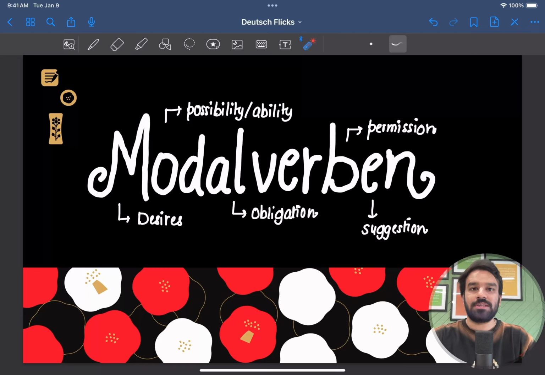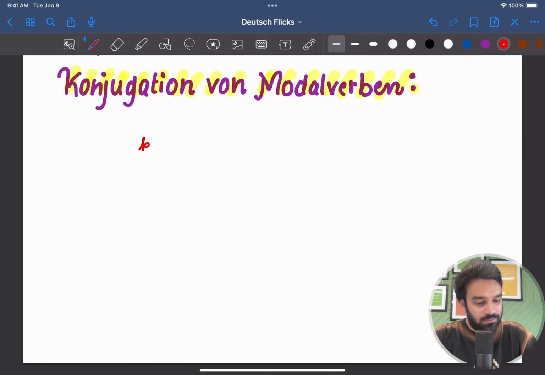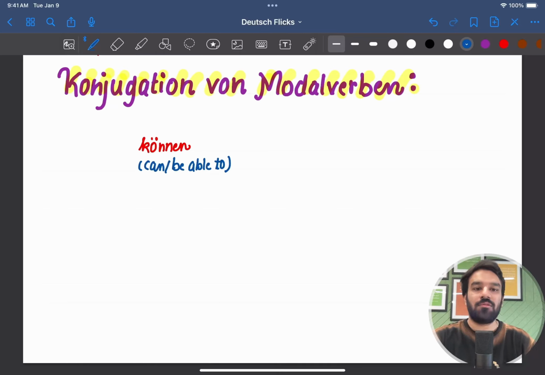Now what we'll do is we'll look at all of the modal verbs one by one and we will discuss their conjugation. Sind Sie bereit? Are you ready? Los geht's. So first up we have können, which means can or be able to. We'll use this modal verb to express abilities or possibilities. Now let's look at its conjugation.